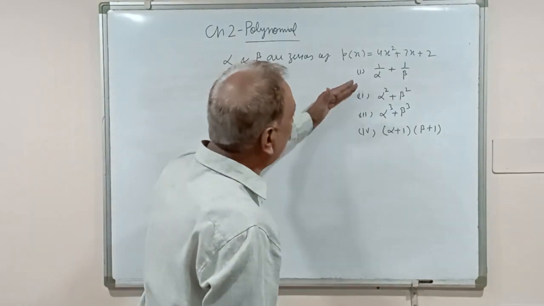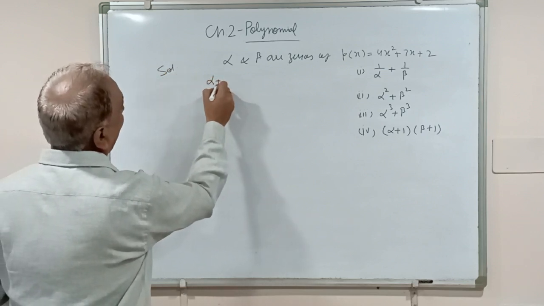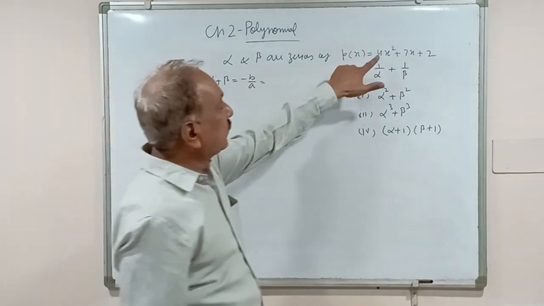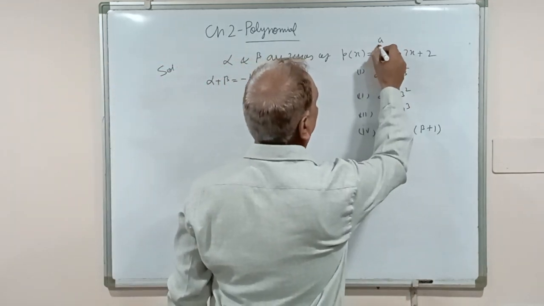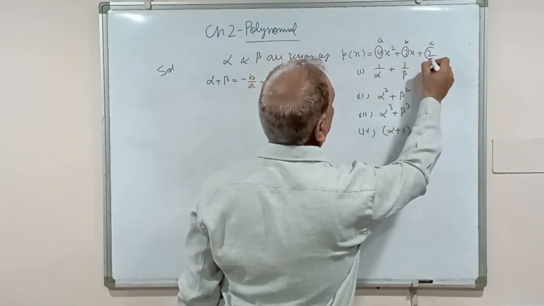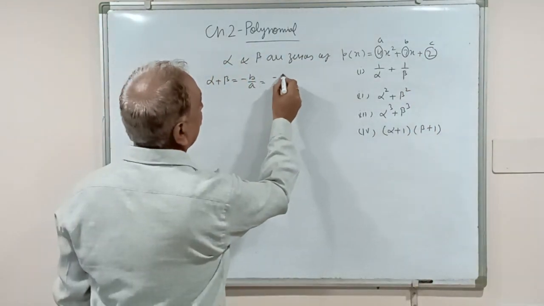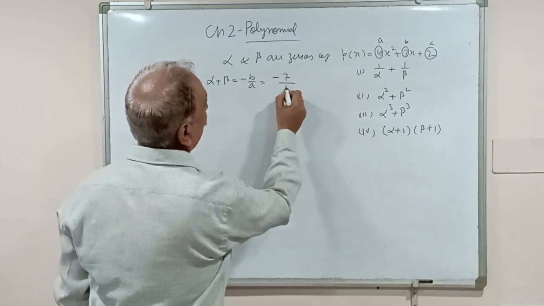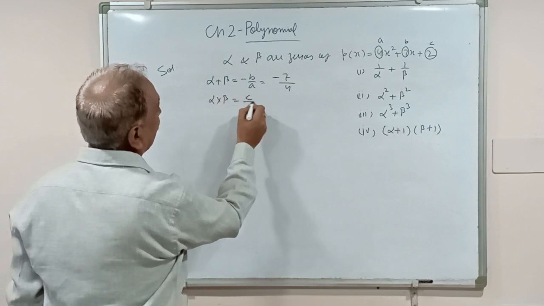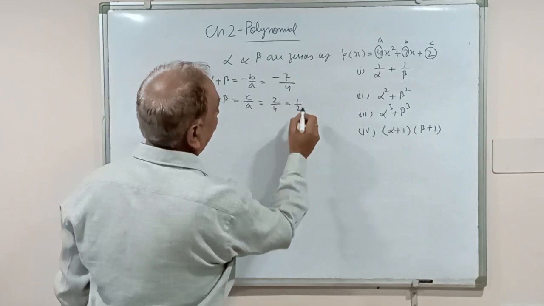In each case, first we should find alpha plus beta. Solution: alpha plus beta is minus b upon a. A is 4, B is 7, and C is 2. So alpha plus beta is minus 7 upon 4. Alpha into beta is C upon A, this is 2 upon 4, means half.